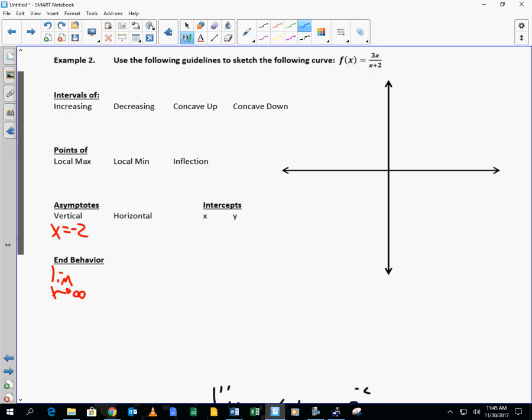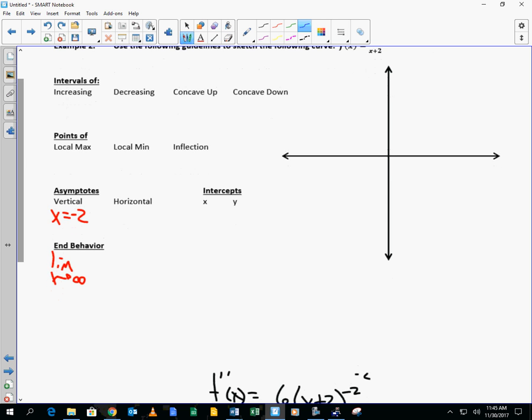Let's show that it is 3. The limit as x goes to infinity: I take an x on the top, I get a 3. I take an x on the bottom, what are you left with? 1 plus 2 over x, very good. So what happens to 2 over x? Goes to 0, and the x's cancel, you're left with 3. So that's why you can just look at it ahead of time and see it's 3. So the end behavior is 3. That's a horizontal asymptote.